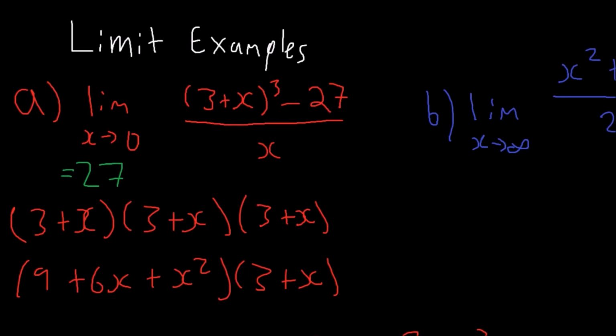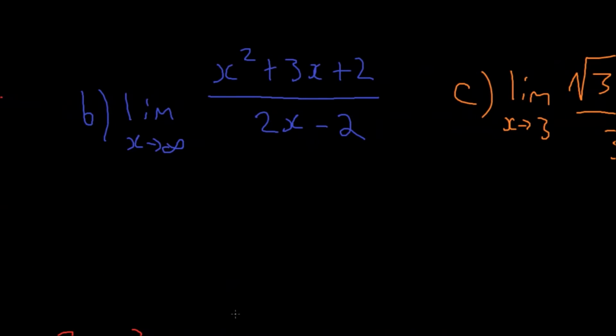All right, let's move on to the next one. We have right here the limit as x approaches infinity of x squared plus 3x plus 2 on top, divided by 2x minus 2.